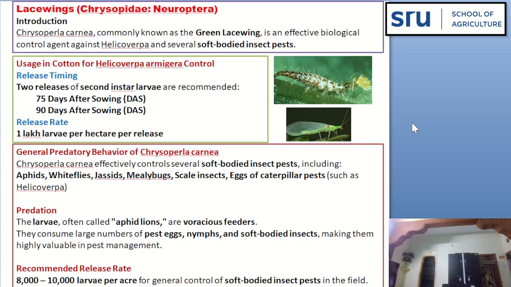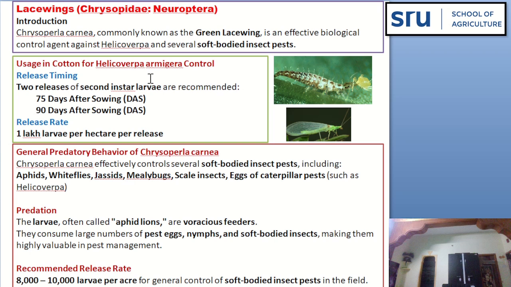Next, we come to lacewing, which belongs to the family Chrysopidae and order Neuroptera. This Chrysoperla carnea, commonly known as green lacewing, is an effective biocontrol agent against Helicoverpa armigera and other soft-bodied insect pests. So see its use for Helicoverpa armigera management.